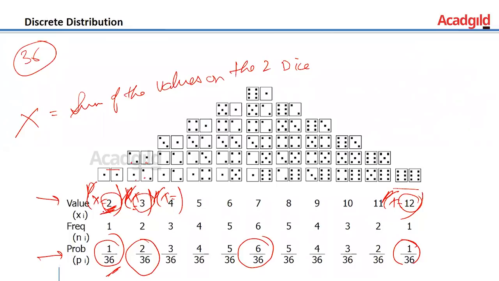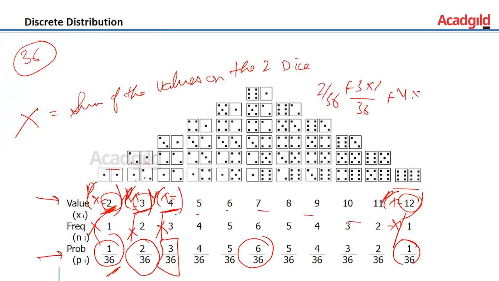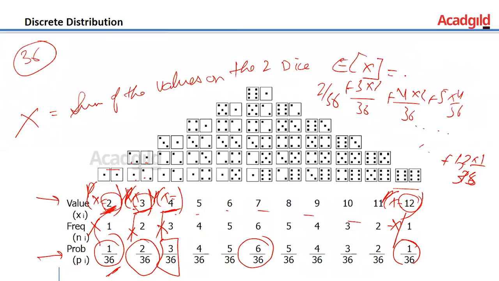The random variable is 2 and its probability is 1 by 36. So 2 into 1 by 36. The random variable is 3 and its probability 2 by 36. So 3 into 2 by 36. My random variable is 4 and its probability is 3 by 36. 4 into 3 by 36 till 12 into 1 by 36, and I add them all up. So 2 into 1 by 36 plus 3 into 2 by 36 plus 4 into 3 by 36 plus 5 into 4 by 36 and so on plus 12 into 1 by 36. This is my expected value of the random variable, or this is my mean of the random variable X.